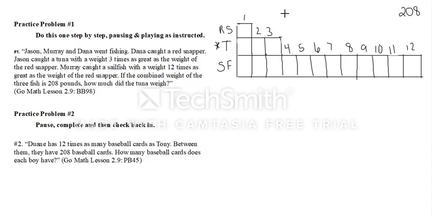Well, if the red snapper gets 1 share and the tuna gets 3 shares and the sailfish gets 12 shares, then I know to divide these pounds amongst all the fish, I have to add all of these together, which would give me 12, 15, and 16. So now I know what I'm dividing by. I'm dividing the 208 by 16.